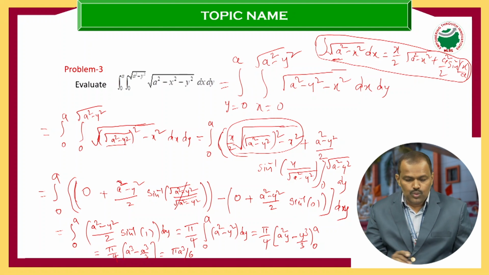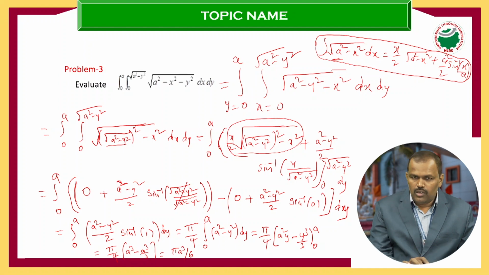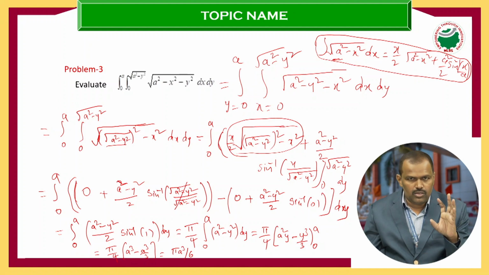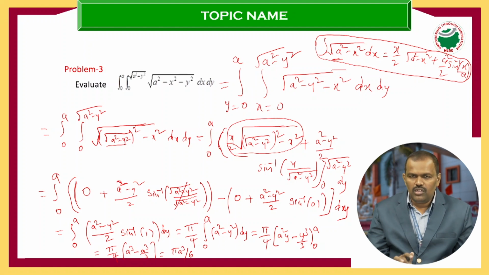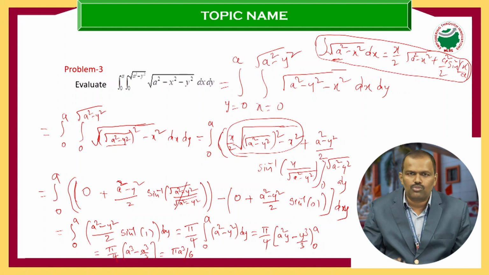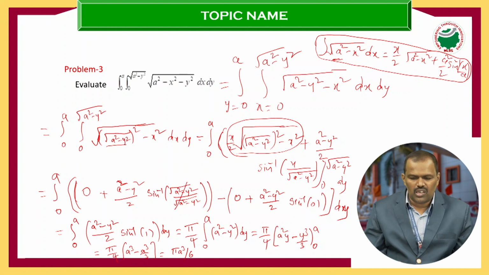Once again, listen students, here it is very easy. This is the third case. Already explained, there are 3 cases. First case is both are constants. The second case is y in terms of x and x constants. Now x in terms of y and y constants. In this problem, it's very clear to identify the limits. X limits are 0 to square root of a square minus y square, because it is expressed in terms of y, and y limits are 0 to a. So first I have to integrate with respect to x, square root of a square minus y square minus x square dx dy.